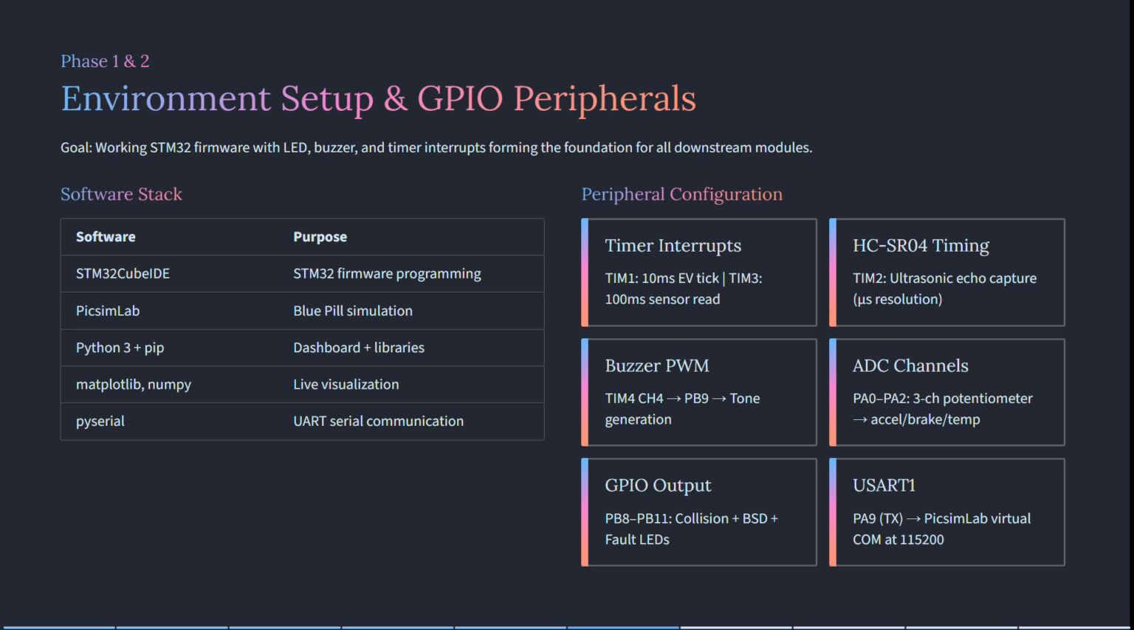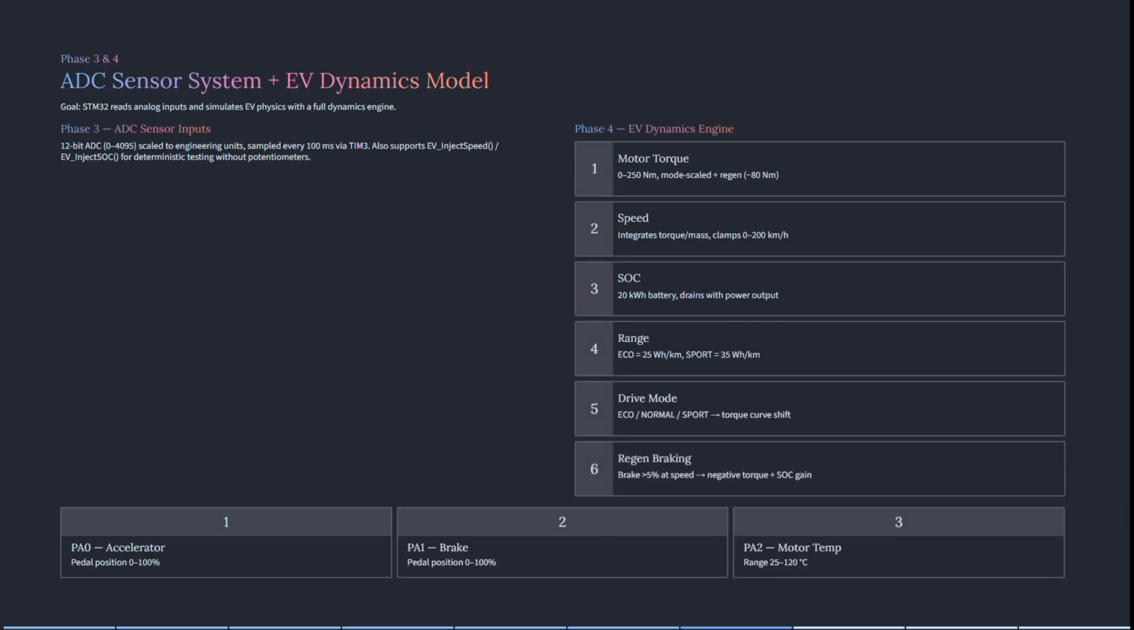Then we come to the next slide: analog to digital sensor systems and the EV dynamics. Here the STM32 reads the analog sensor values. The ADC converts the analog voltage into a digital value. These values represent the acceleration and braking positions, and the motor temperature.